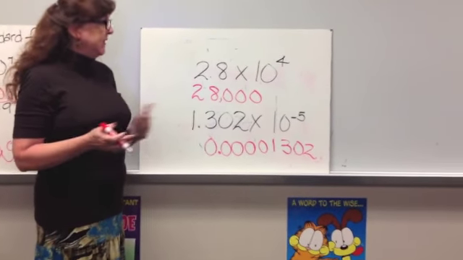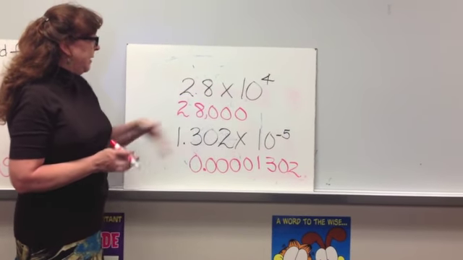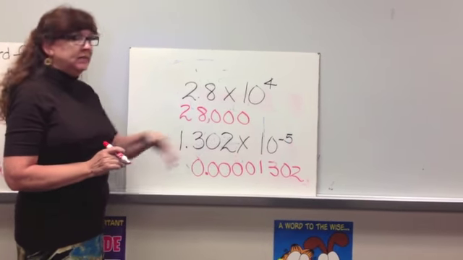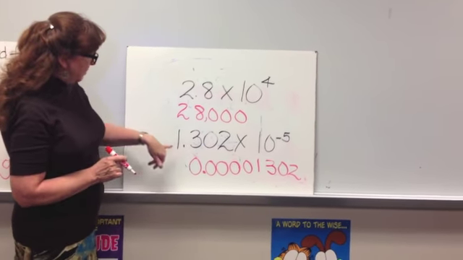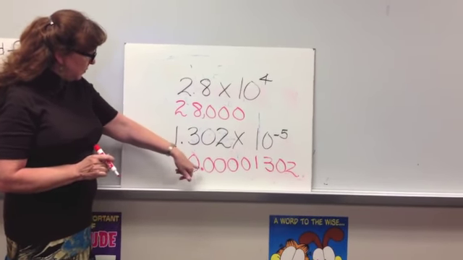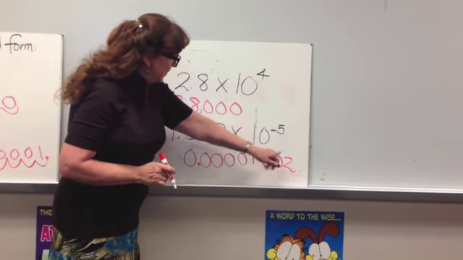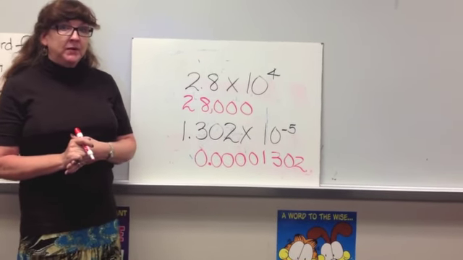Okay, so here are the answers. Hopefully you got these right. 2.8 times 10 to the 4th power is actually 28,000. 1.302 times 10 to the negative 5th power, you've got 0.00001302. It's a very small number.